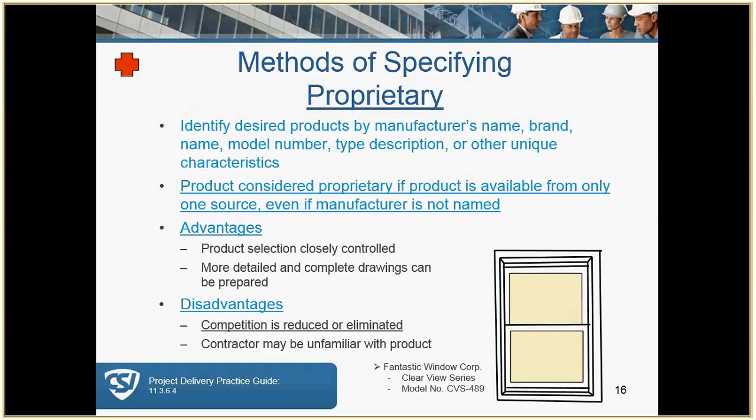Now, the disadvantages in proprietary specifying are that competition is reduced or eliminated, and the contractor may be unfamiliar with the product. The second one is interesting because there are more and more new products coming into the marketplace every single day. They could be driven by sustainable design. They could be products from other countries that are available in this country with expanded trade agreements. There's just quite a bit out there to take in.